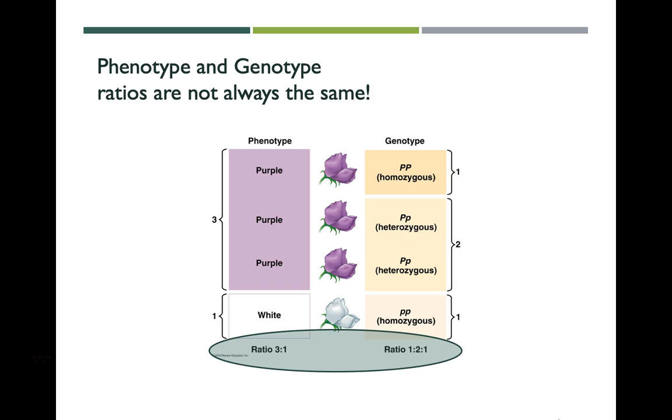Notice that for those heterozygous individuals, we have 2 different possibilities for genotype, different combinations of the parents, but they produce the same phenotype. So our genotype and phenotype ratios are not always going to be the same, and that's because that heterozygous individual covers up one of the alleles.